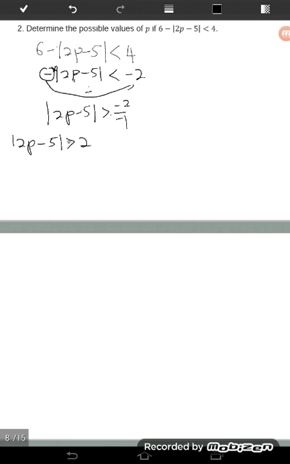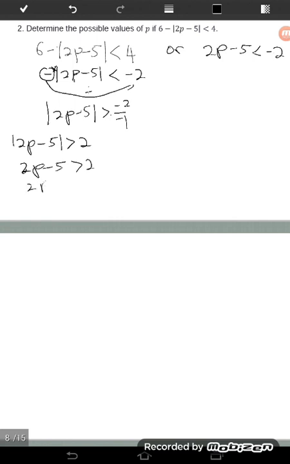So now this one is greater than. When it is greater than, it falls into case number 2, the bigger case, where the answer is more than 1, so there are 2 answers. So open the modulus. You will have 2p minus 5 greater than 2, or 2p minus 5 less than negative 2. Solve each of these.